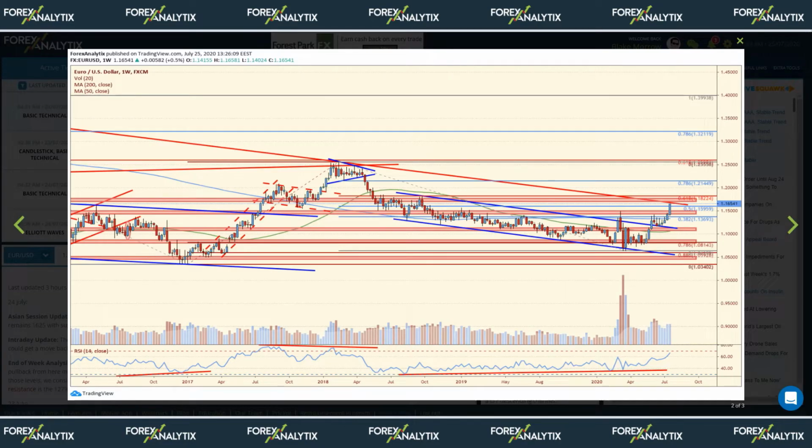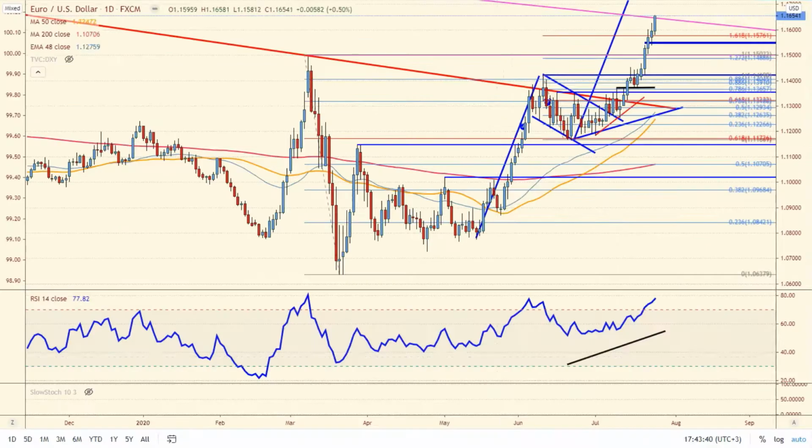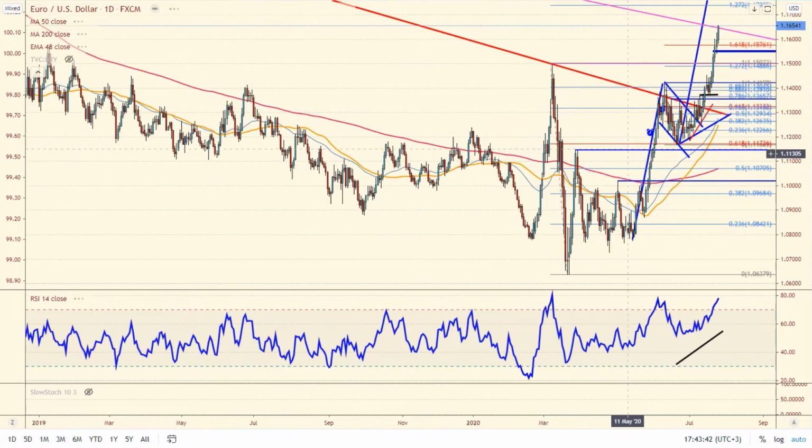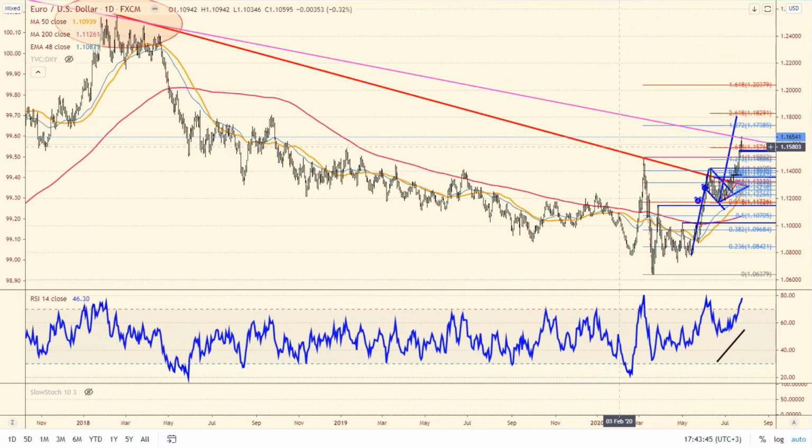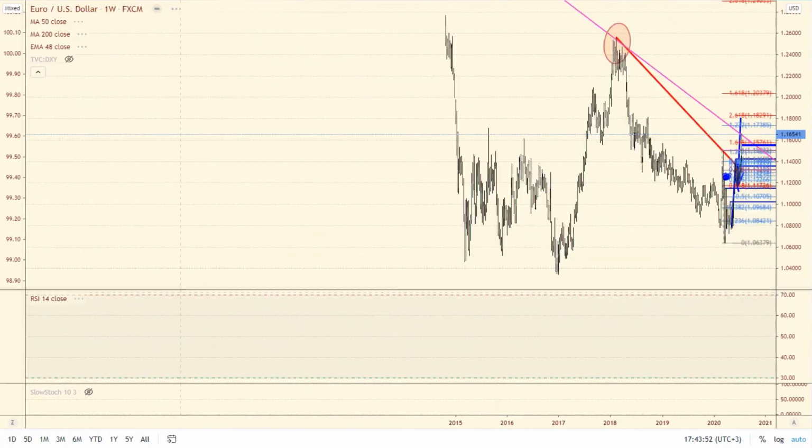So let's talk about the euro dollar, and how important this resistance level is that we're at currently, where we closed. From a technical perspective, I want to talk about the euro pretty carefully here, because the analysis is going to be different depending on how you draw things.